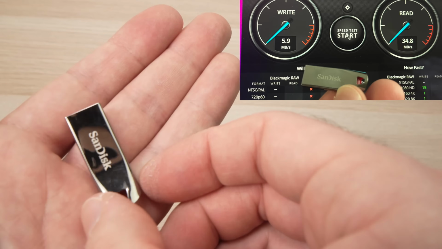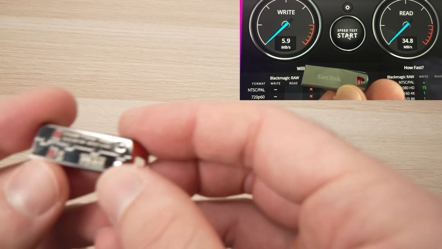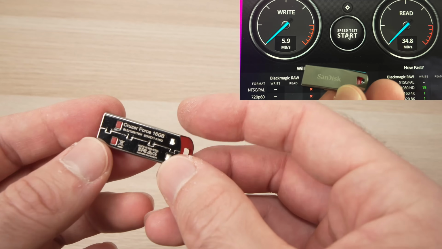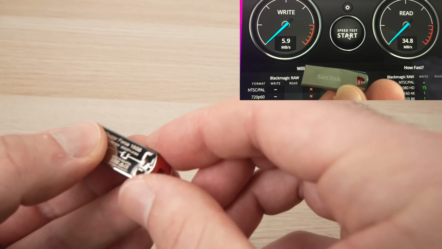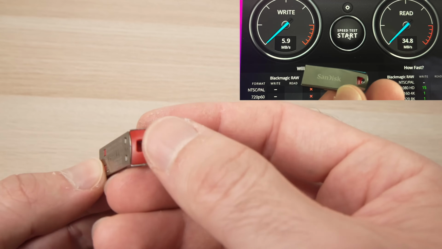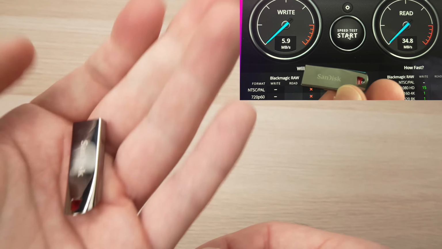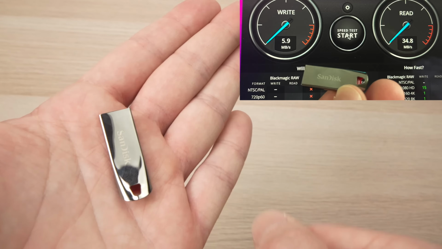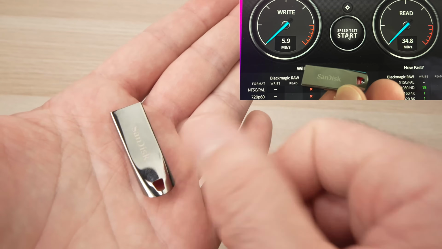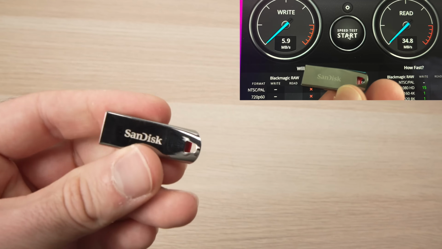Next on the list, we have this SanDisk Cruzer Force. It's made out of metal. I like this. It's very light as well. Write speed 5.9 megabytes per second. Not great. I don't recommend it. Read speed 34.8 megabytes per second. This is great. But unfortunately, most people are more interested in write speed because you don't want to sit all day in front of your computer while you transfer files. And for this reason, I don't recommend it.